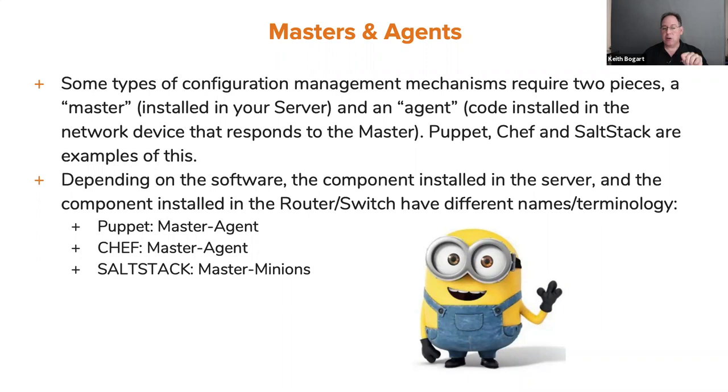Notice what's missing here: Ansible, because Ansible does not use masters and agents. Ansible requires nothing special to be configured on the router or switch. All the router or switch has to support is SSH. If you configure the basic things to allow yourself to SSH into the router or switch, now you can use Ansible to automate the configuration of that device. That's why it's not on this list, because it doesn't use masters and agents. That's why a lot of people prefer Ansible, because it can be used across a wider range of networking devices.